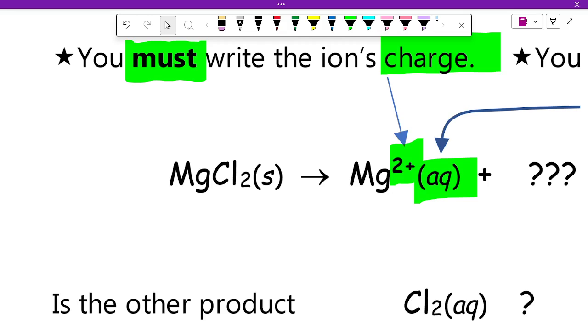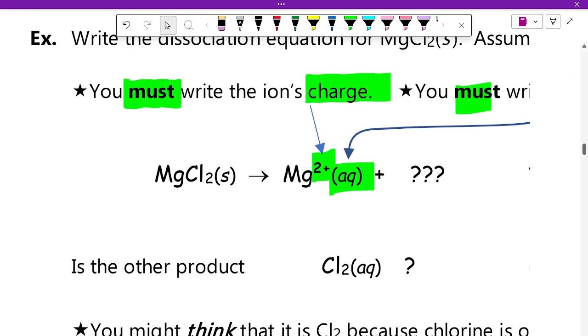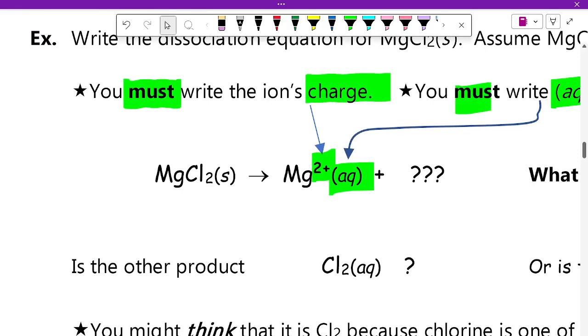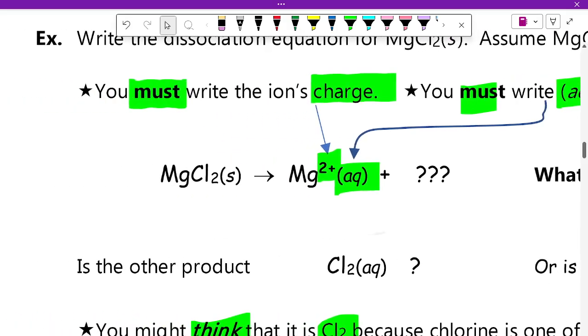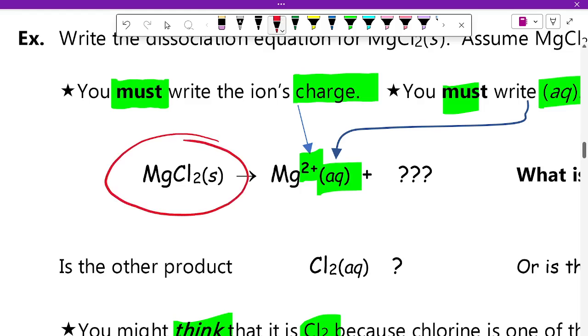Well, I think it should be. Wait, no. It's in the formula sheet, right? Yeah. You might think that it's Cl2 because chlorine is one of the diatomic elements, but wait. This chlorine is not in its elemental state. It is not on its own. It is part of a compound.